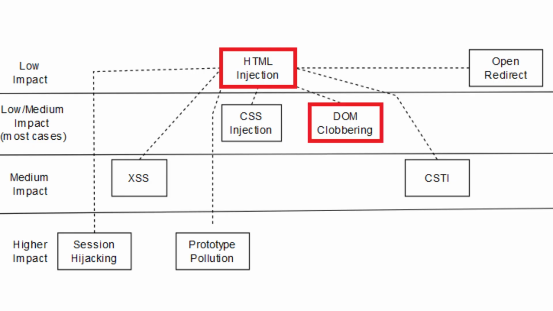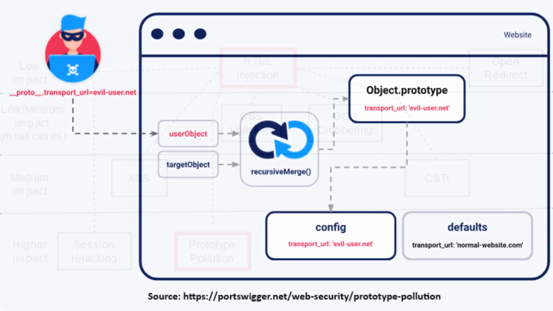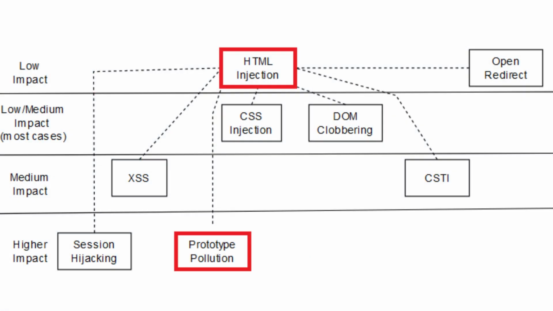DOM clobbering. Attackers can use HTML injection to manipulate the DOM and alter the behavior of JavaScript on the page. Prototype pollution. By injecting HTML in the environments of weak object property validation, an attacker can exploit prototype pollution vulnerabilities.